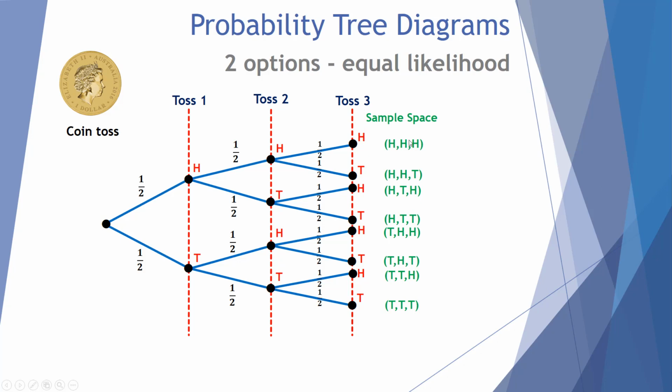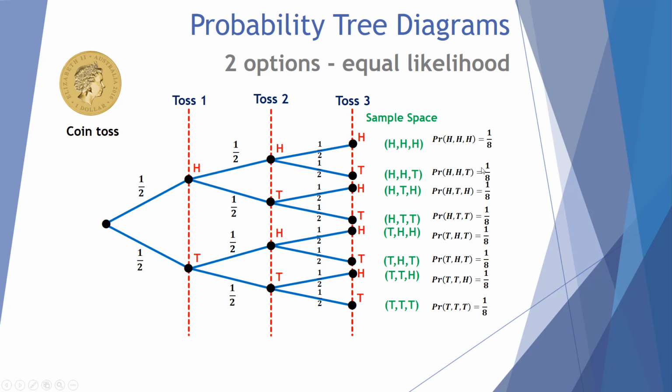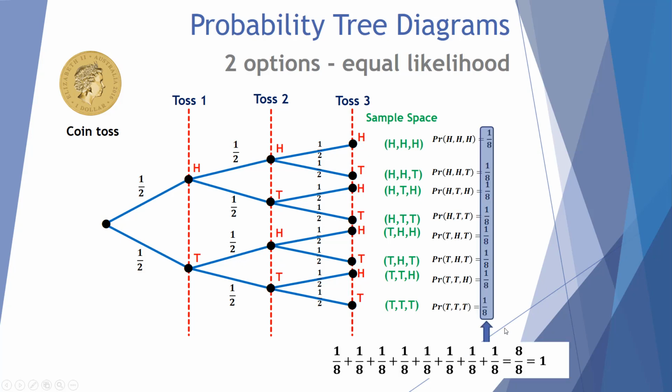If we went to a third toss, you can see that increases our sample space from 4 outcomes to 8 outcomes. And that also means that our probability is a half times a half times a half, which is 1/8. And that's the same for all the 8 different outcomes. Again, the total of these 8 different outcomes of 1/8 gives us 8 on 8 or 1.